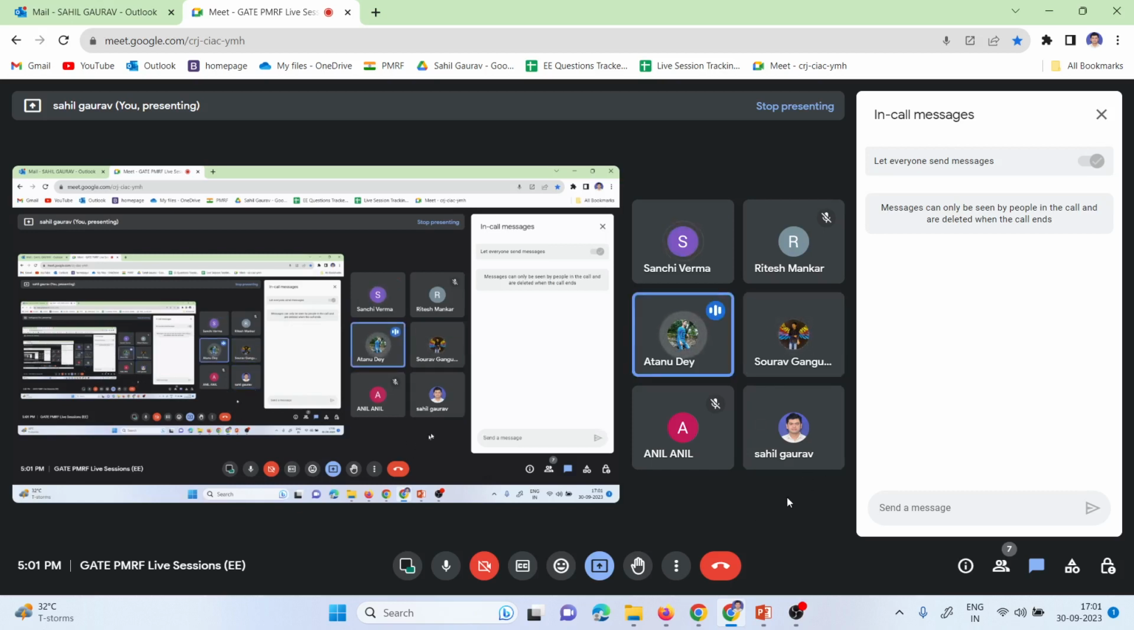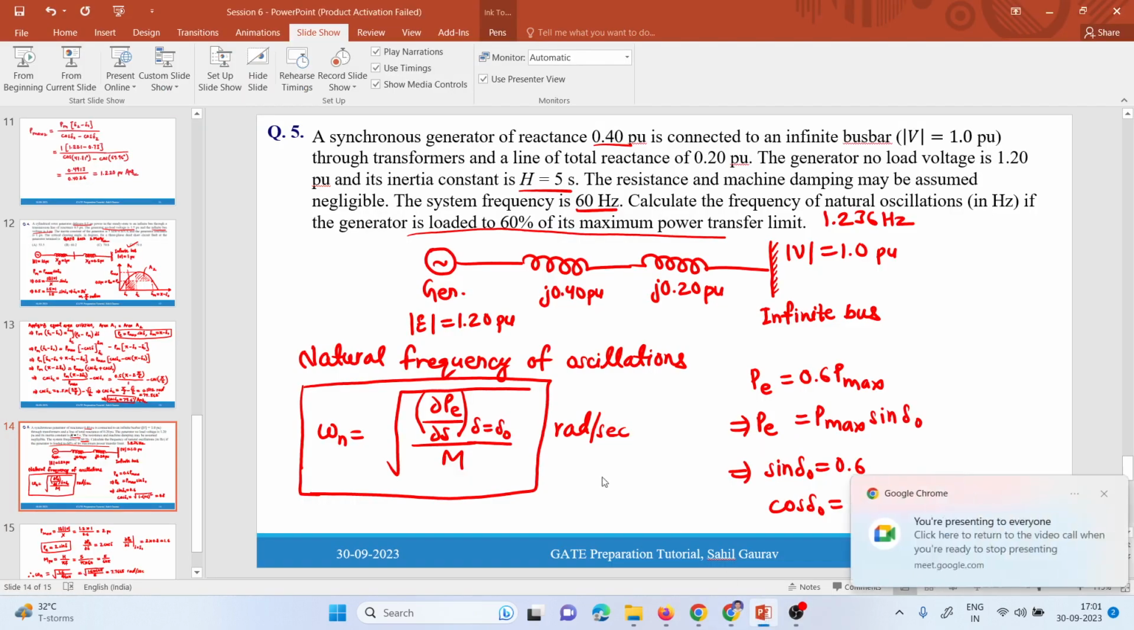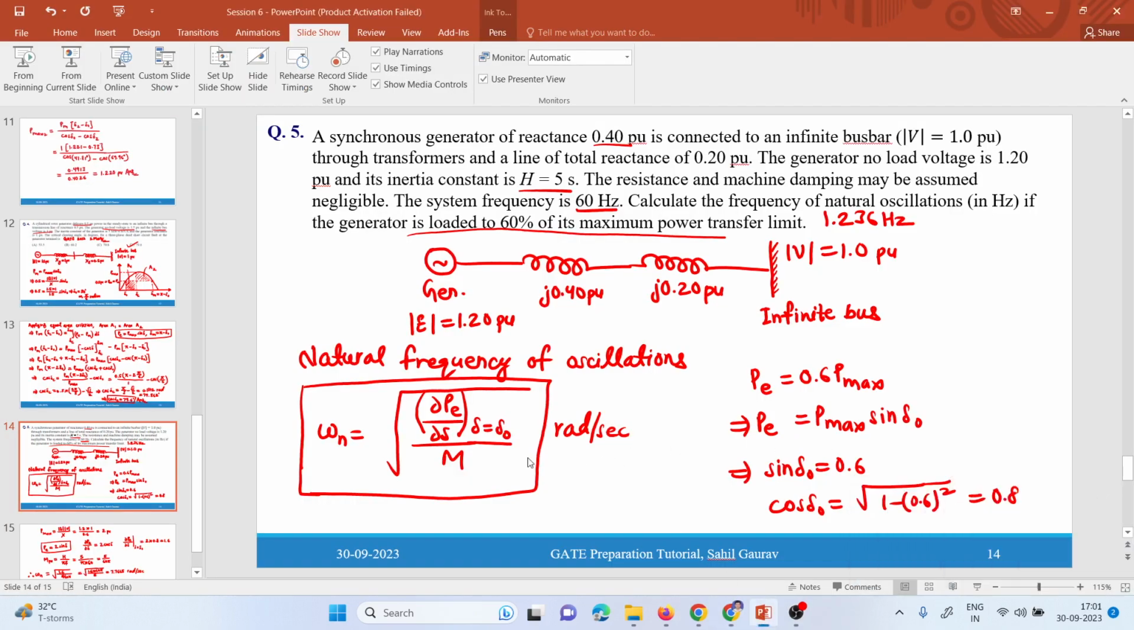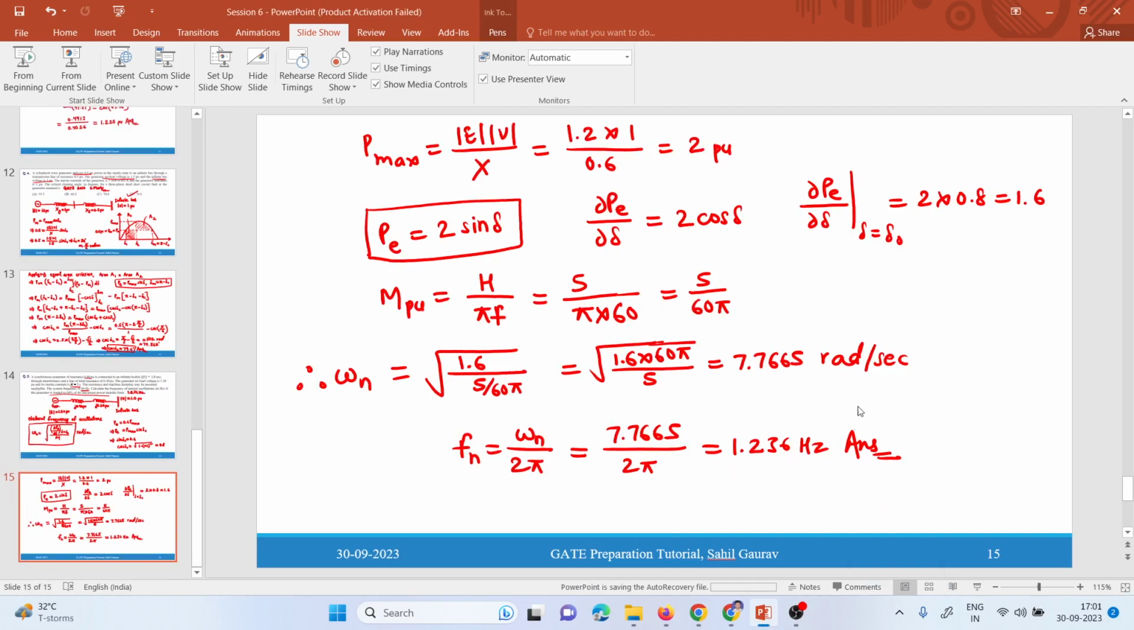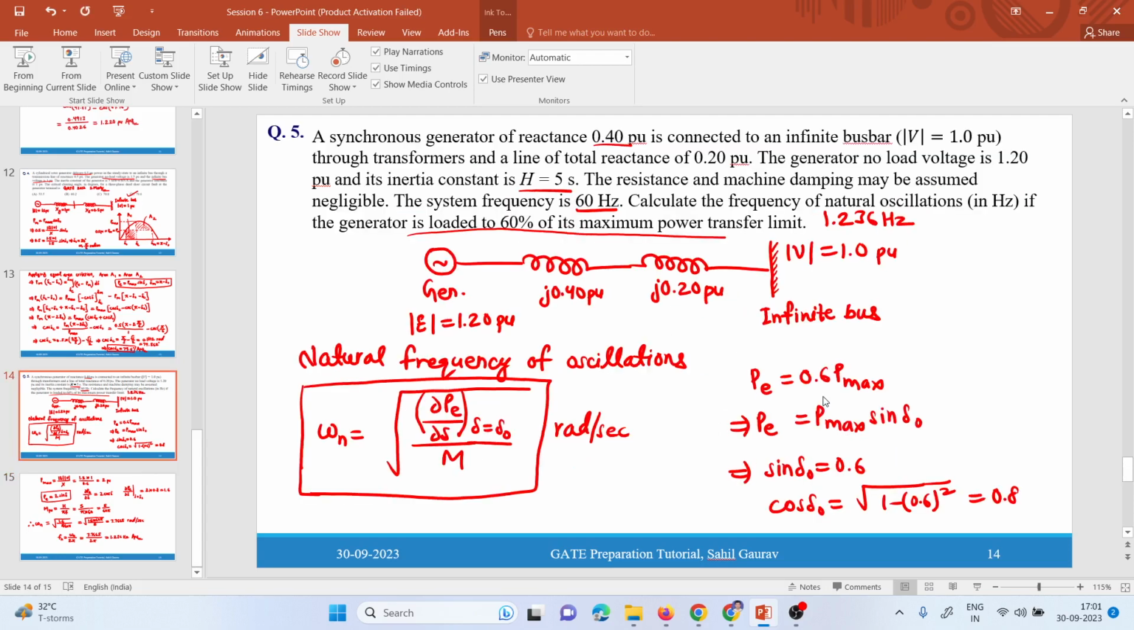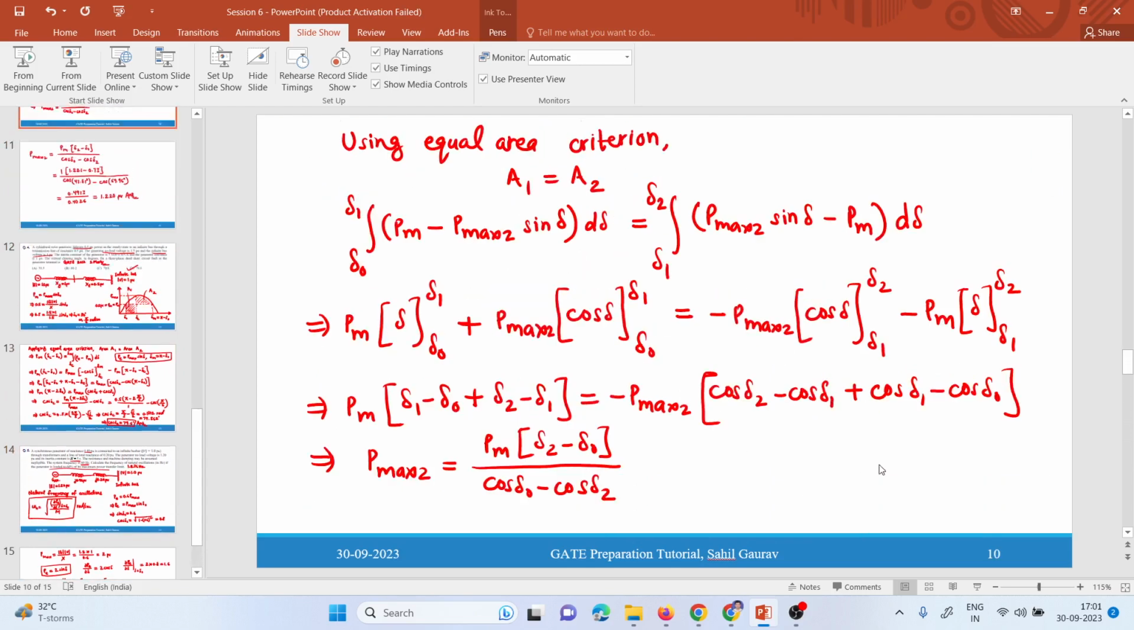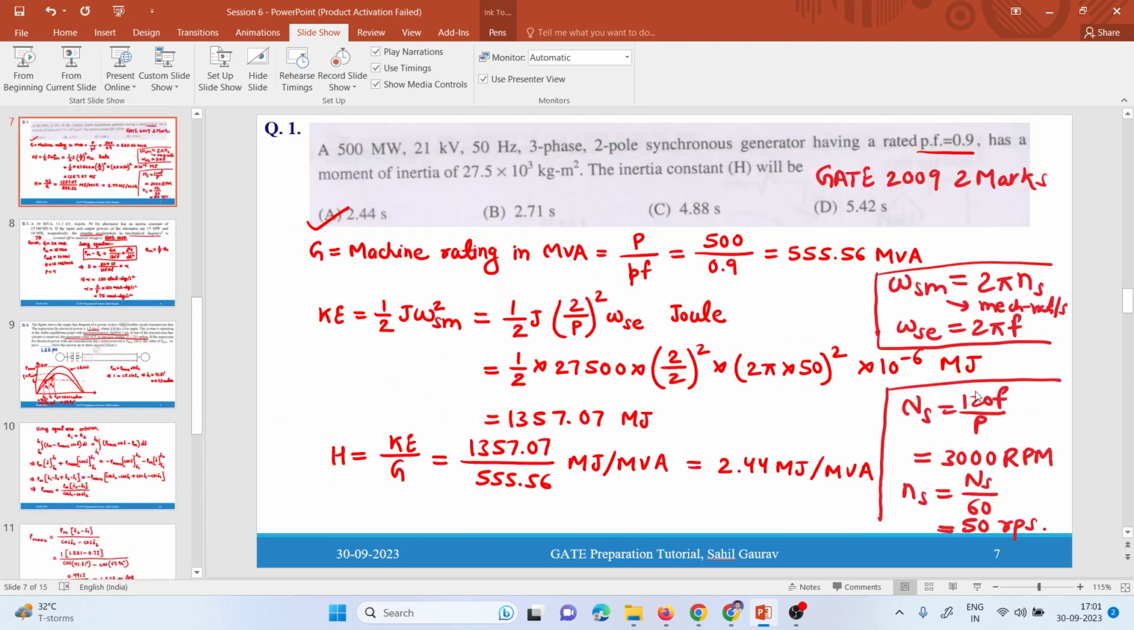Only one doubt: when to use omega as 2 pi f, and when to use it in terms of synchronous speed. When you are finding with mechanical radian, then you have to use 2 pi ns. Otherwise, when you are finding the electrical radian per second, then you have to use 2 pi f. As I showed in this first problem itself, omega sm is 2 pi ns and omega e is 2 pi f. This is a common mistake people make, so that's why I have noted it down here.